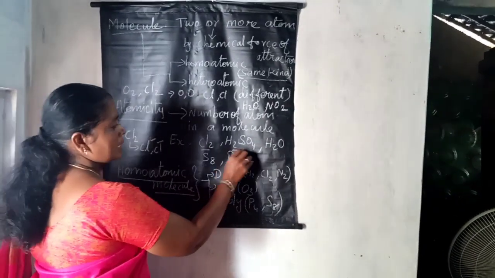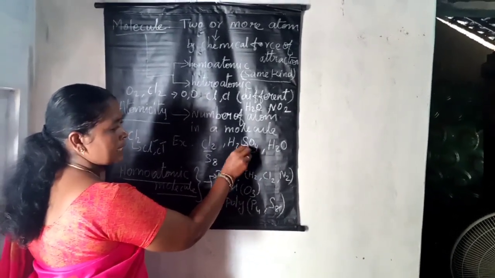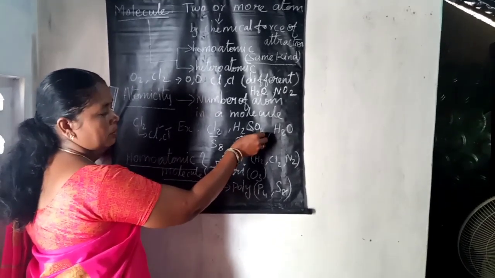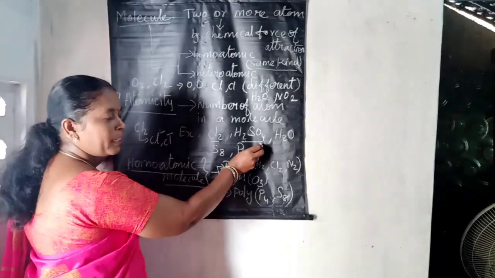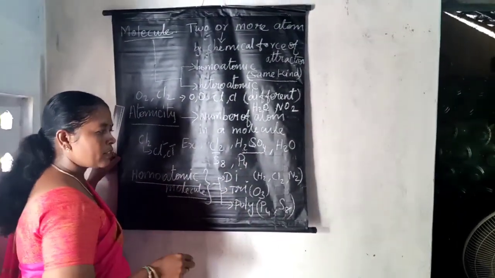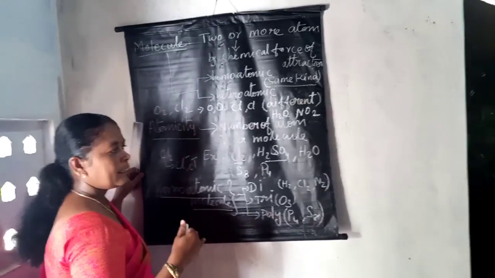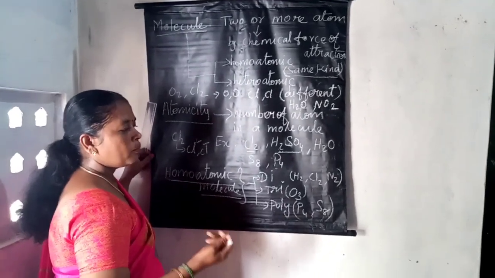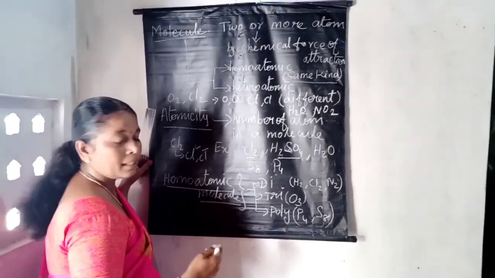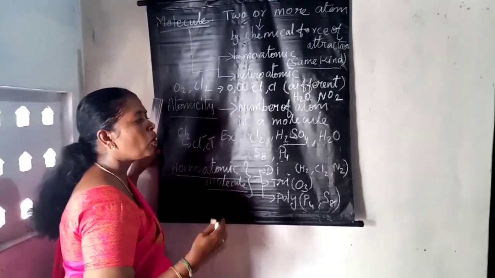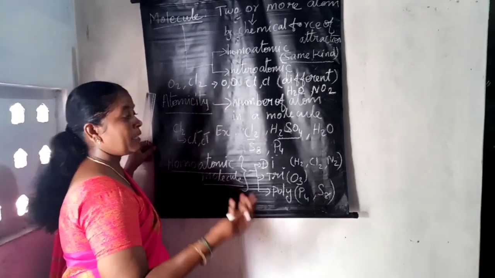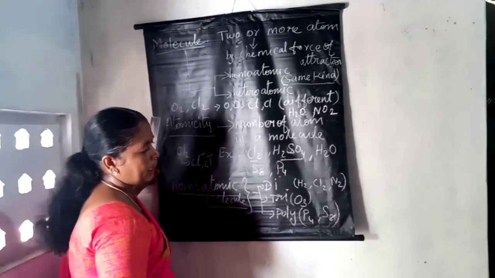Okay, next you see here: 2 hydrogen, 1 sulfur and 4 oxygen. 2, 3, 3 plus 4, 7. Totally how many atoms? 7 atoms. So it belongs to poly. So first one mono, di, tri, after that poly. Mono means only 1 atom. Di means 2 atoms. Tri means 3 atoms. And poly means more than 3 atoms will be present. That is known as polyatomic. It may be homo or hetero.